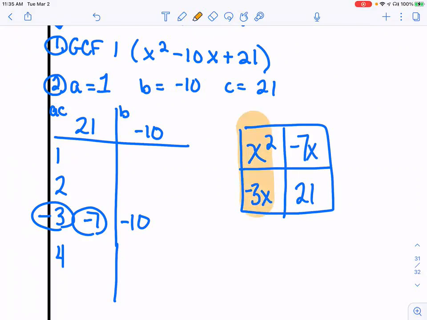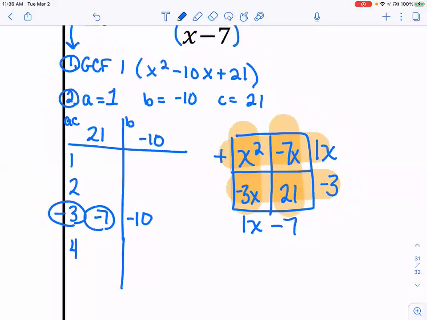And now if you find your GCF here and here and here and here. What is the GCF of x squared minus 3x? Just a 1 and x. Good. What is the GCF between negative 7x and 21? Good. Excellent job. What is the GCF between x squared and negative 7x? Positive. You always take from the left. And what is the GCF between negative 3x and 21? Good. Good job on your sign.